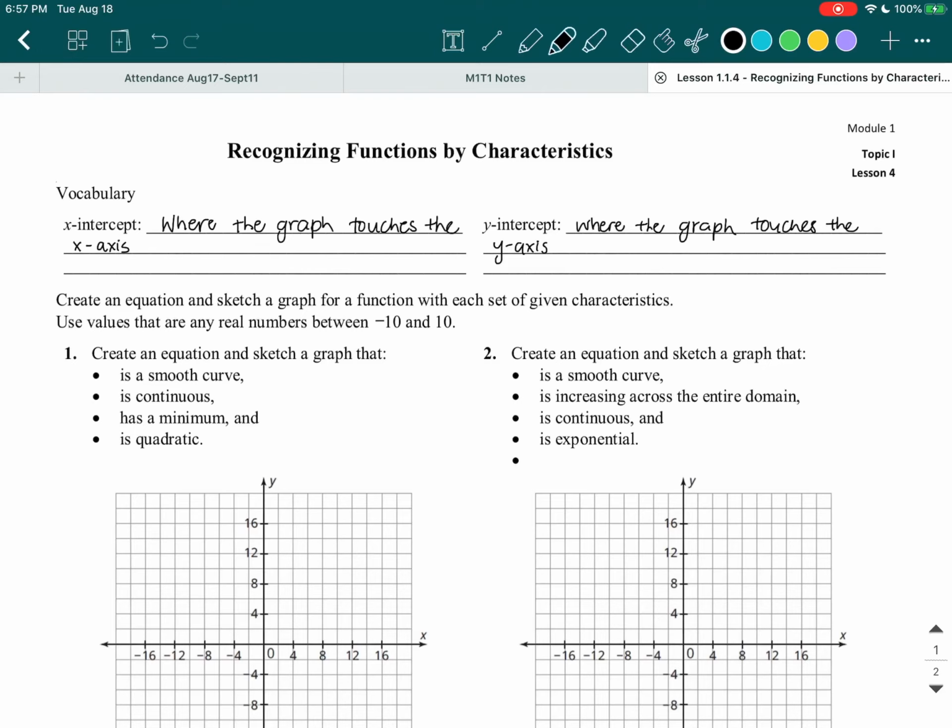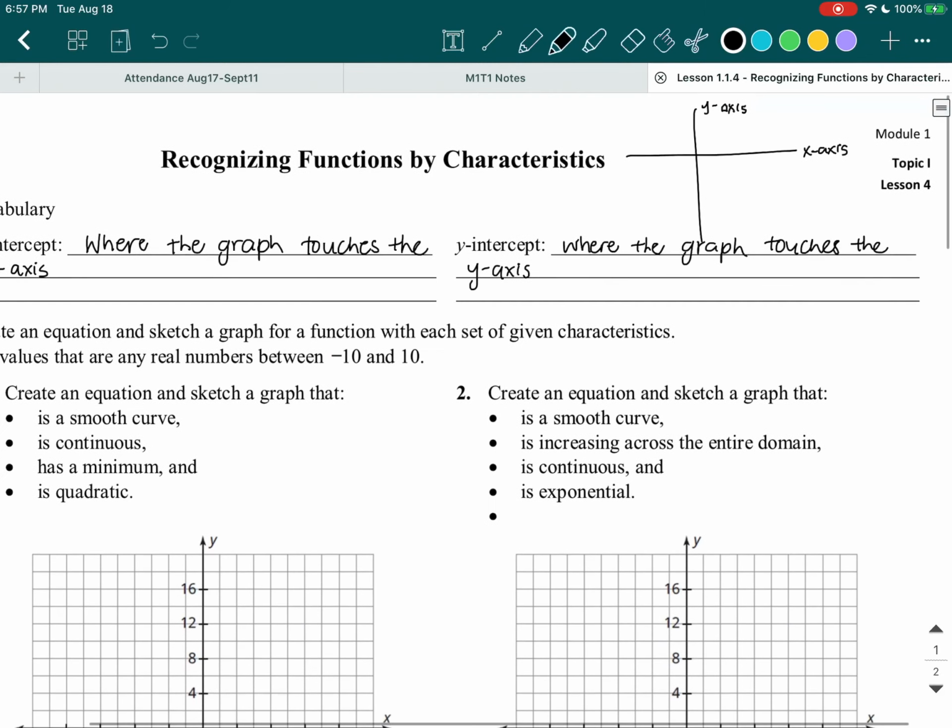And let's just see what that looks like. For example, let me draw a graph over here. Remember, this is your x-axis, the horizontal one, and this is your y-axis. Okay, there we go. And let's say we have like 1, 2, 3, -1, -2. And let me just draw a line through those 2 points.